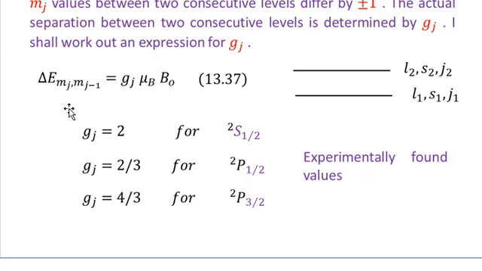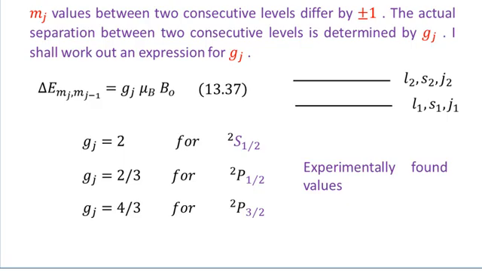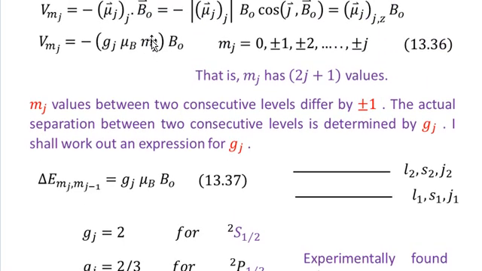So you see that delta E, which is the difference between the Mj level and the Mj minus 1 level, that is, the separation between two consecutive levels, is given by Gj mu_B B0. Because in that case delta Mj will be equal to 1. The difference between two consecutive total magnetic quantum numbers will be equal to 1, so I have used 1 on the right hand side, and I have shown the energy gap between two consecutive Mj levels.